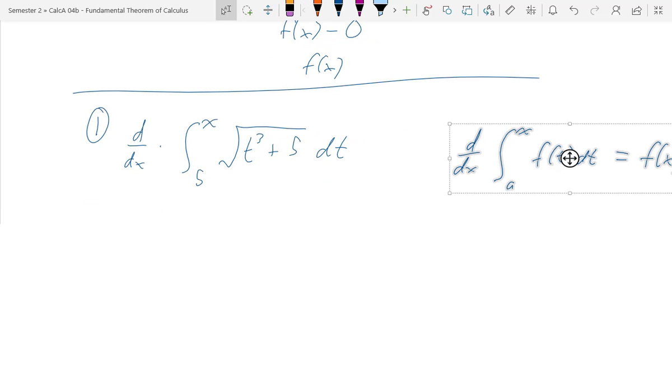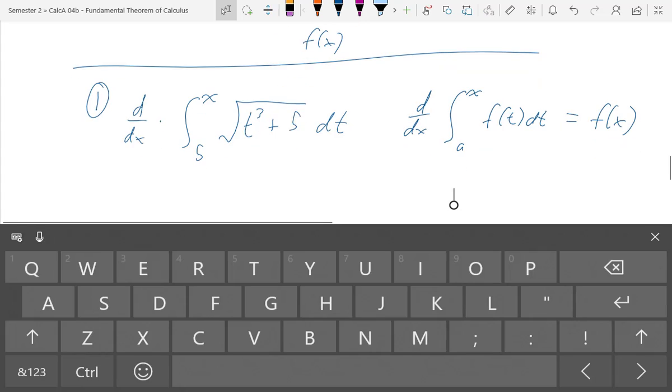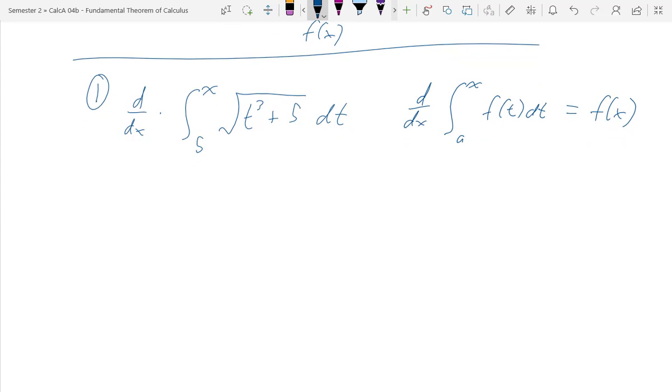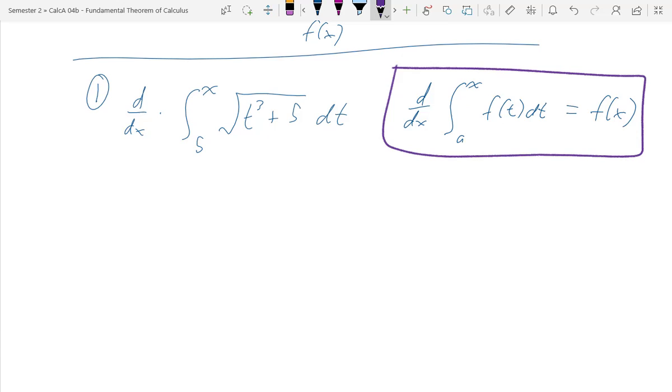Paste. Let's put that right here. I'm going to block that off in some sort of pretty colors. Root what? X cubed. Yeah, root x cubed plus 5. That's it.